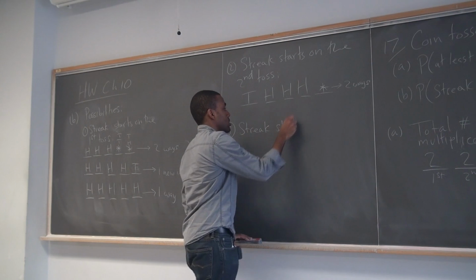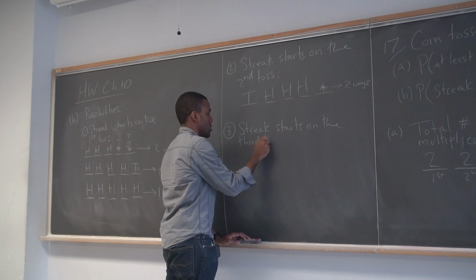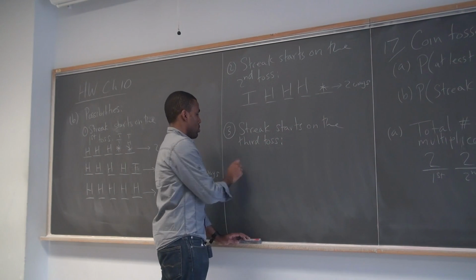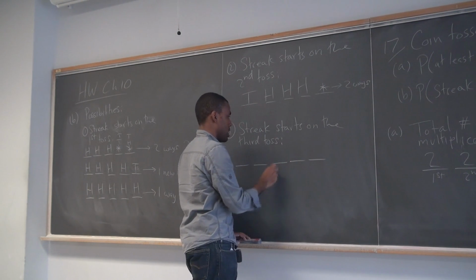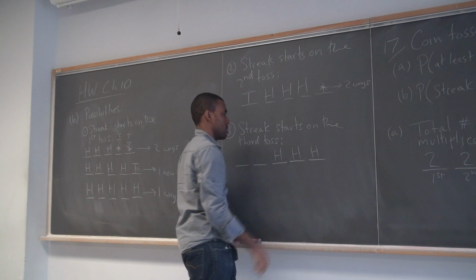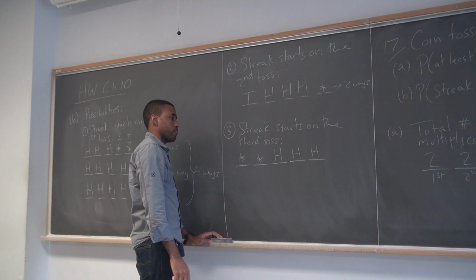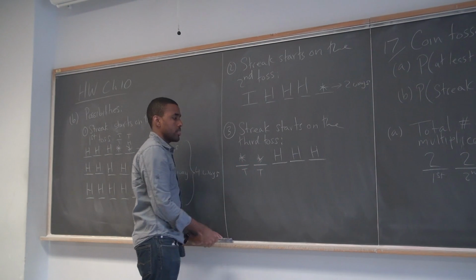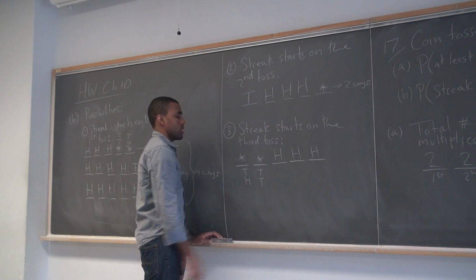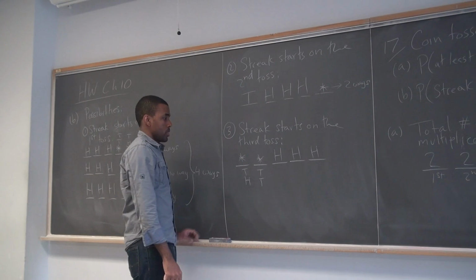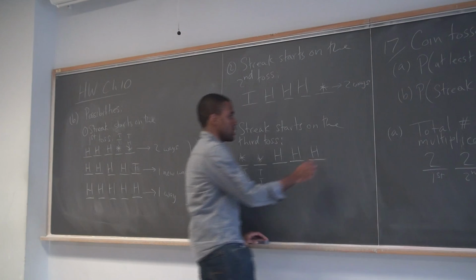Streak starts on the third toss. Which means we have 1, 2, 3, 4, 5, and the streak will start here. And now what are the possibilities for the first two? 2 ways. I can have a T and a T, or I can have a T, an H and a T. The case T and an H is already covered by here, right? So this gives us 2 ways.